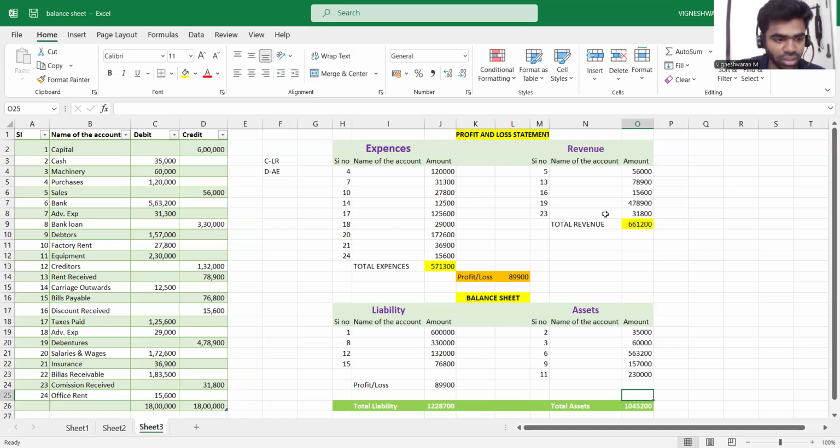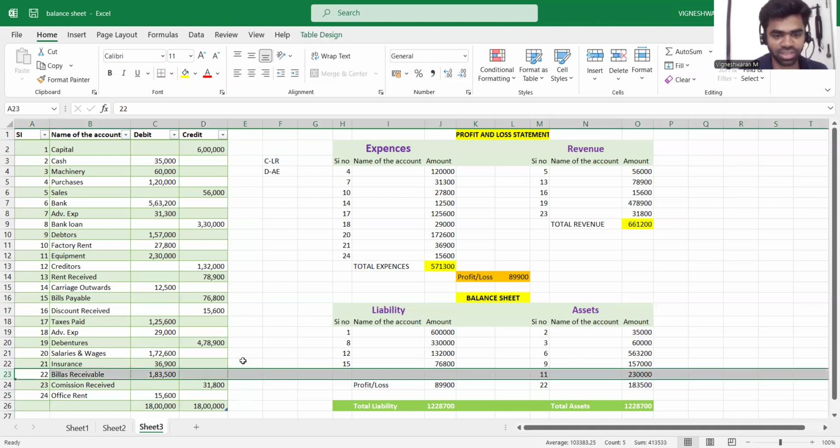478,900. Then salaries and wages, insurance, and 22 bills receivable. I forgot to add bills receivable. Bills receivable is on the debit side, so it's an asset or an expense. It is an asset, right? Bills receivable 22. Now it got balanced. I forgot to add this column, bills receivable. That's the thing.